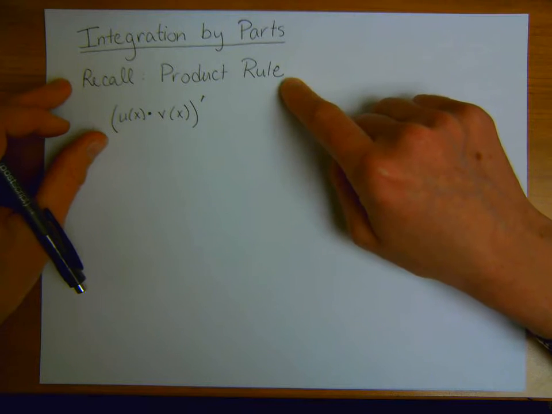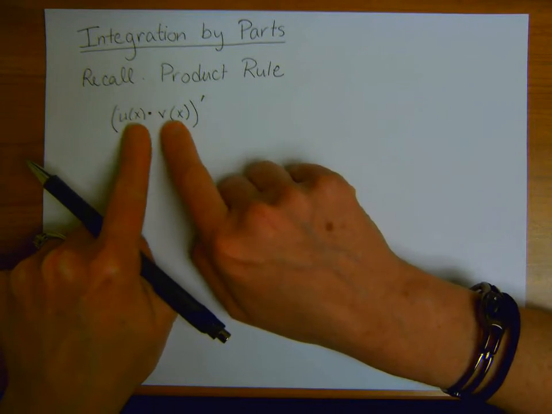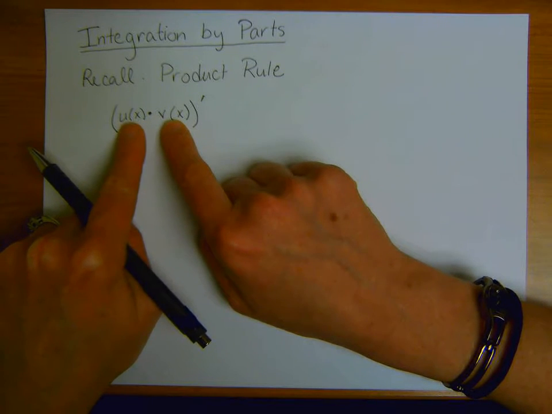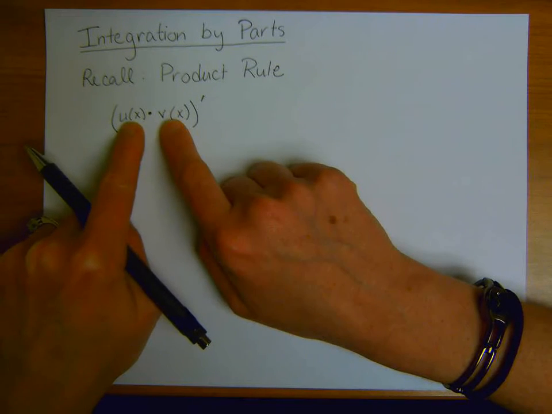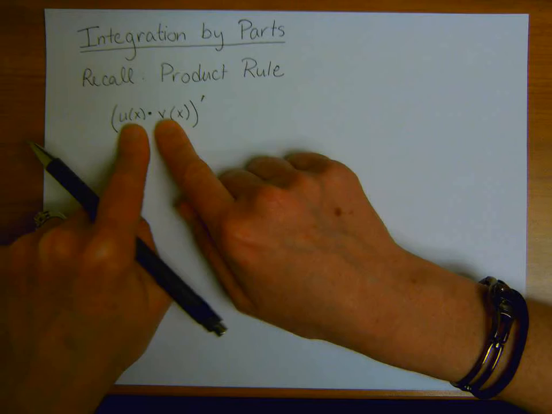So let's start by recalling what is product rule. Product rule is when I have the product of two functions. Usually we would call this f of x and g of x. I'm going to call it u of x and v of x. This is more standard notation for integration by parts. You'll see in a second.